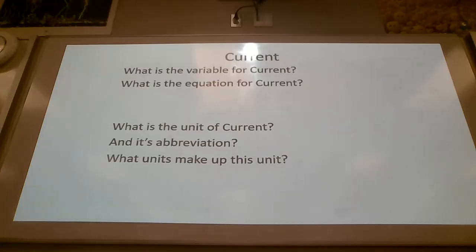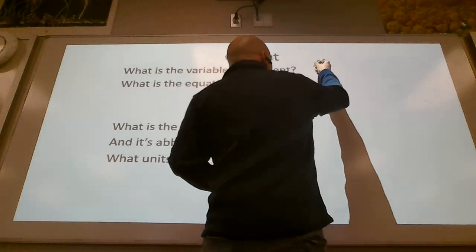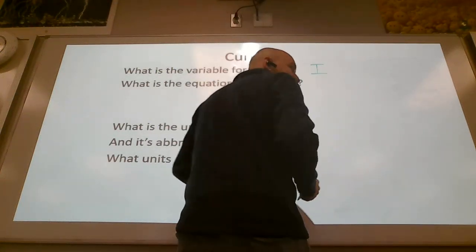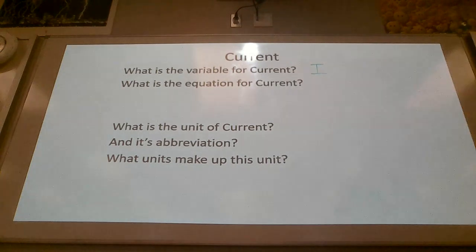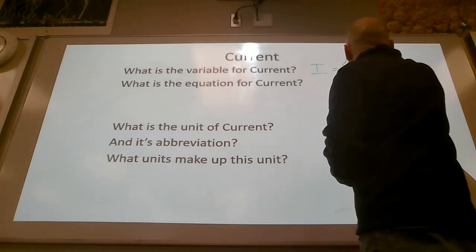All right. That's one. Voltage is one. Second one is current. I think we're just running out of letters here, but the variable for current is a capital I. The equation for that is delta Q over delta T.